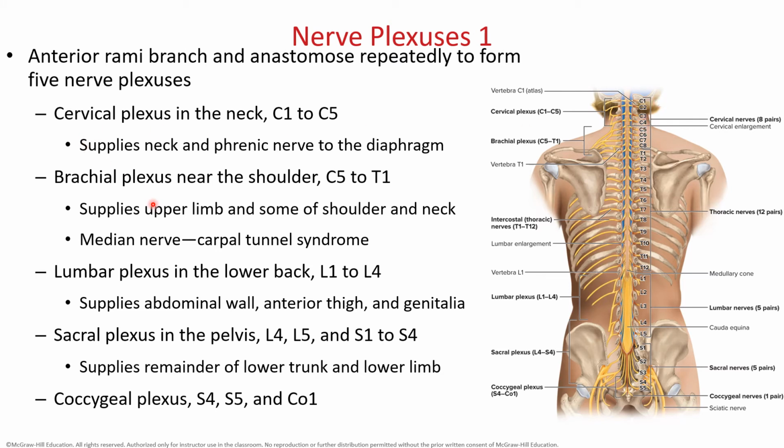And then the brachial plexus, which is going to be C5 to T1. So the brachial plexus is near the shoulder. It's going to be C5 to T1, so right here. And it's going to supply the upper limb and some of the shoulder and neck. It's going to contain the median nerve, which is important because of carpal tunnel syndrome. That's a problem with that median nerve.